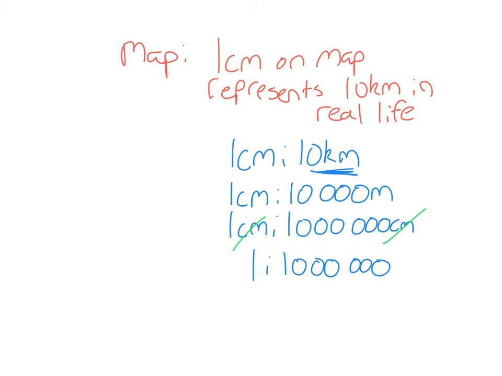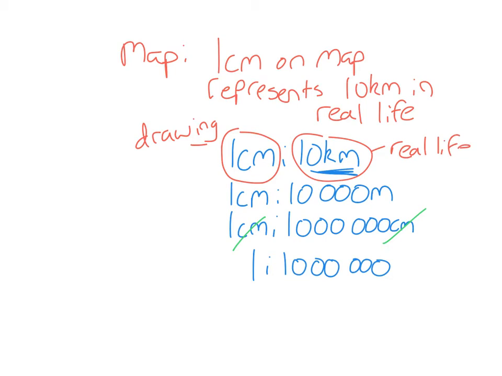That means things in real life are 1,000,000 times larger than they are on the map. Now note that the first number of the ratio always refers to the drawing, and the second number refers to real life. So the second number is much bigger than the first. That means the real life object is much bigger than the drawing. So we call this number here, 1,000,000, the scale factor. So a scale factor of 1,000,000 means things in real life are 1,000,000 times larger than they are on the drawing.